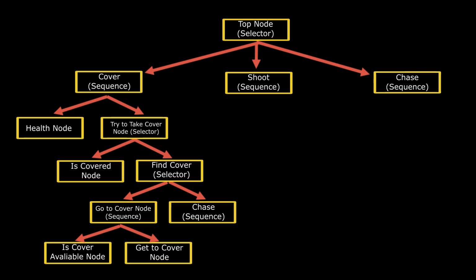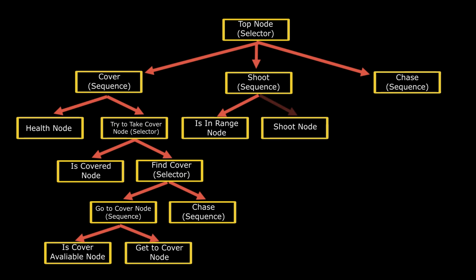This node is a sequence that first will check if the player is in a certain shooting range by the isInRange node. If we are in range, then the should selector will evaluate the next node called should node that will make the agent fire a weapon. If the isInRange node is a failure, the whole should sequence is a failure and the top node selector will evaluate the last node, which is the chase sequence node.